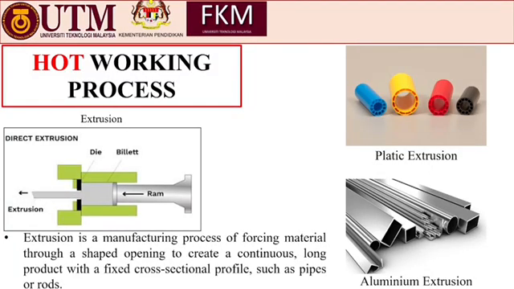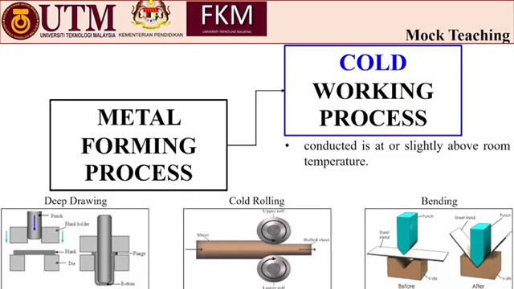So next is extrusion. Extrusion is a type of metal forming process and a hot working process. Extrusion is a manufacturing process of forcing material through a shaped opening to create a continuous long product with a fixed cross-sectional profile, such as pipes or rods. As you can see here, these are examples of products made from the extrusion process, like plastic extrusions and aluminium extrusions.